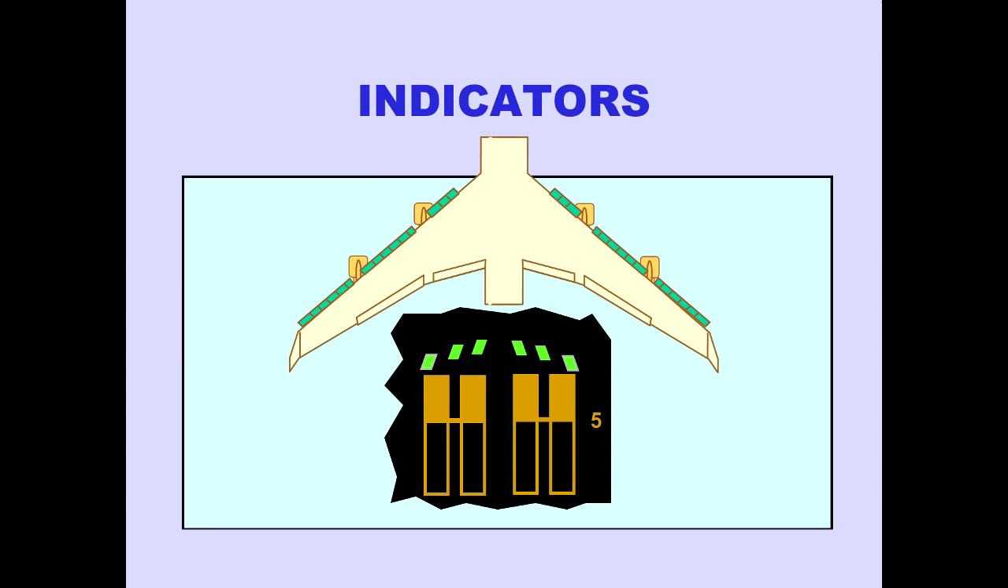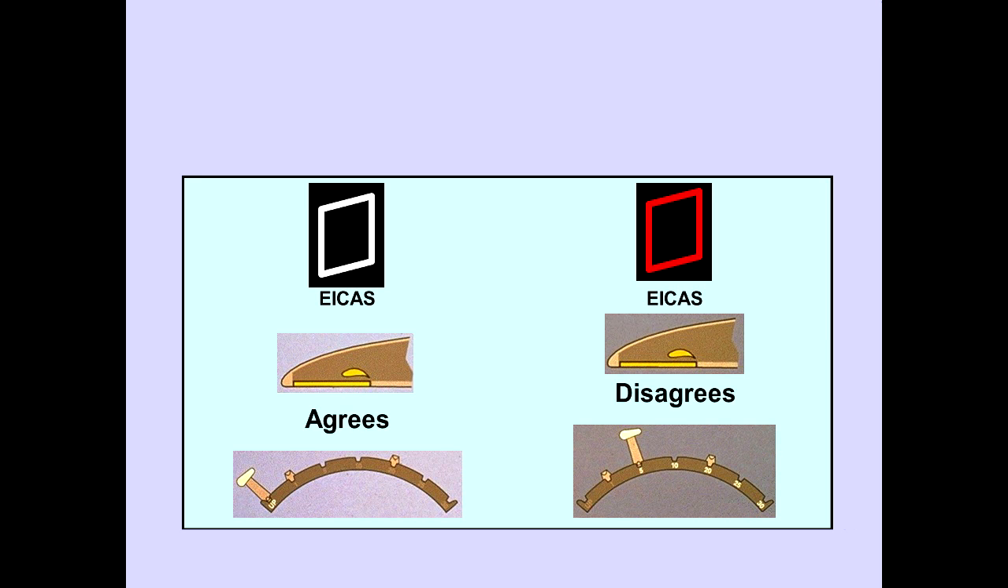There are also separate indicators for the outboard, mid-span, and inboard leading-edge flap groups on each wing. An empty box indicates a retracted leading-edge flap group. The box is white if the flap group position agrees with flap lever position. The box is amber if the flap group position disagrees with the flap lever position.